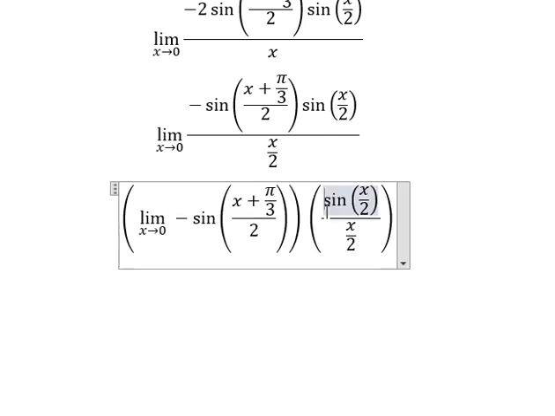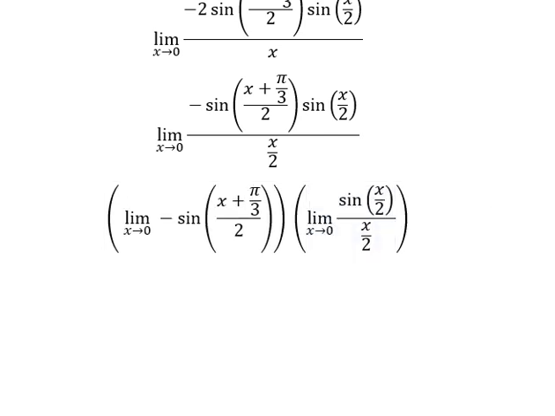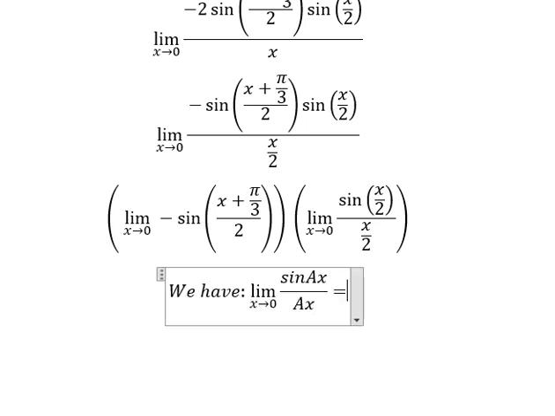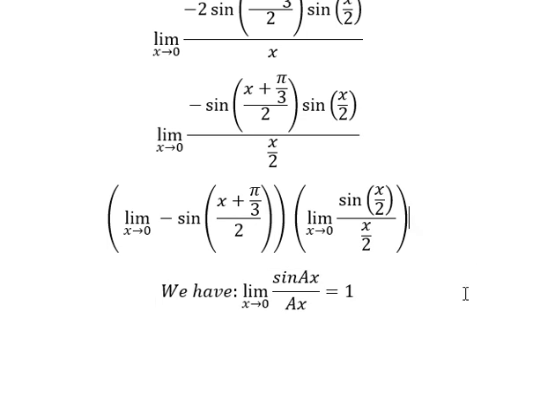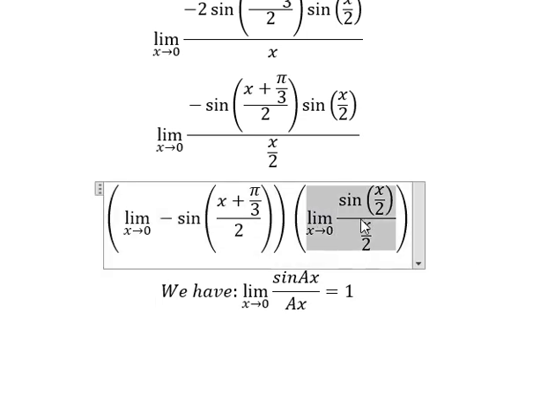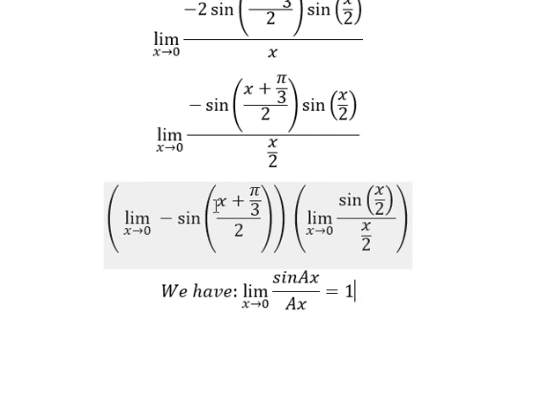Now we have the formula in here. So when s approaches 0, sine of as over as equals 1. And now the value of this one equals 1. Now we can put 0 here. And now we have the final answer.